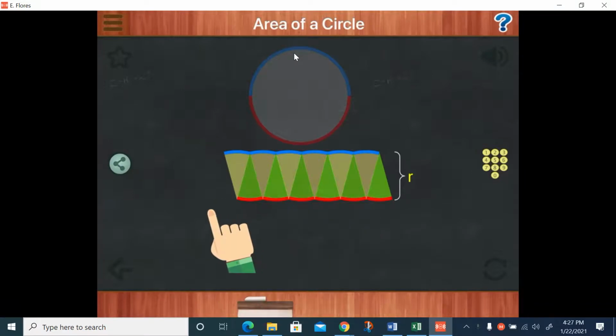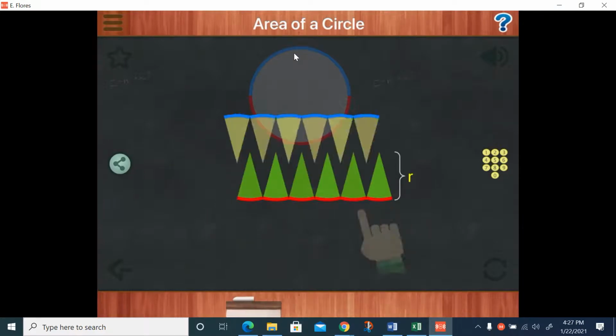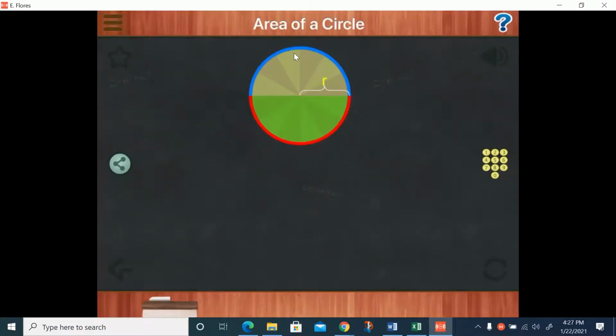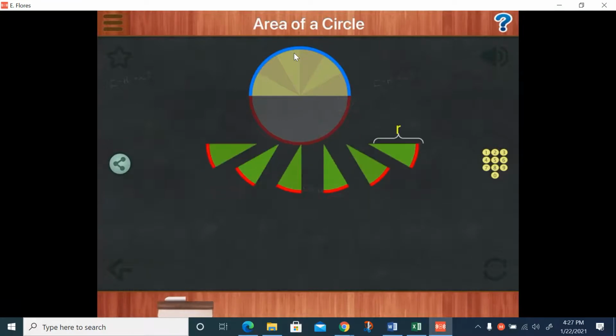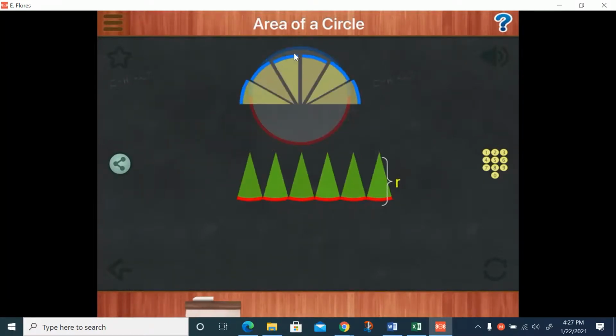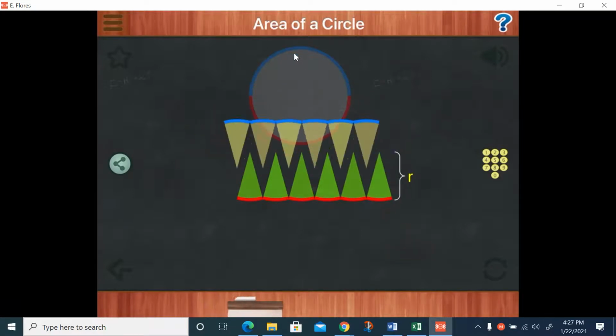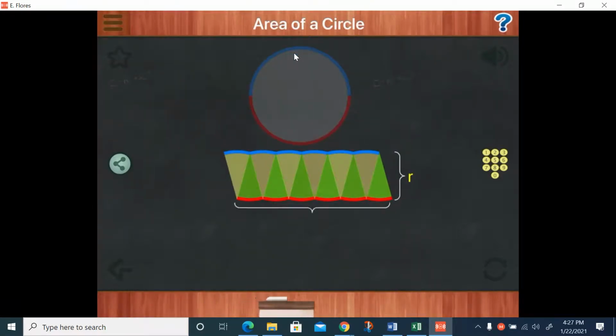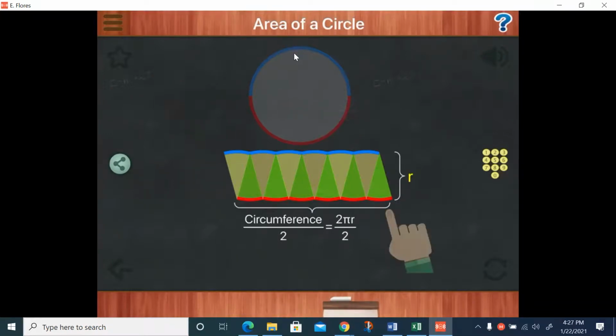Do we know how to find the area of a parallelogram? Yes, we do: base times height. Well, where is our base coming from? Look at where our base is coming from. The base of our parallelogram is coming from half of our circumference. So the base of our parallelogram is circumference divided by 2. Well, if they give us radius, then we do 2 times pi times radius, and then we divide it by 2.